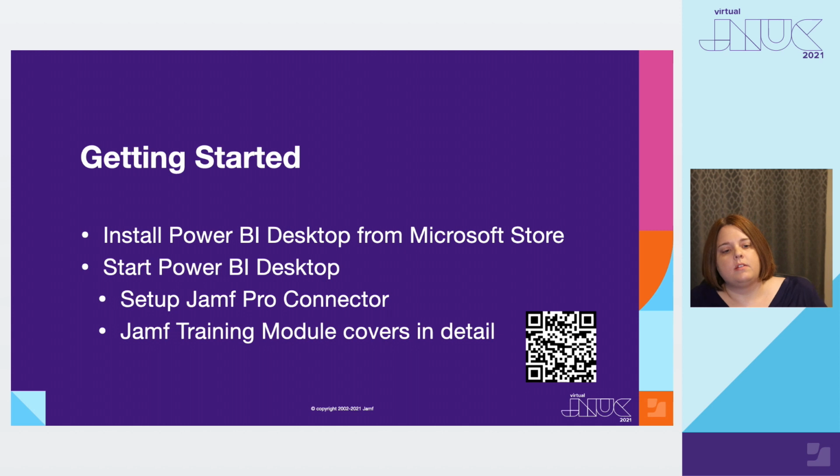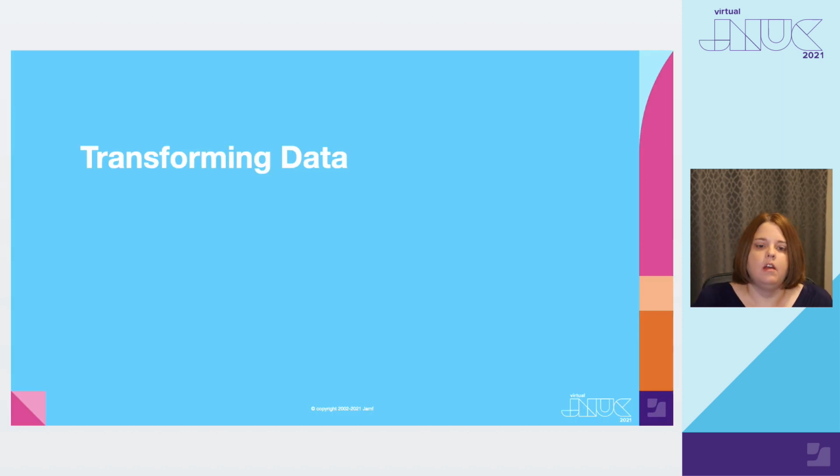So how you get started is to first install the Power BI desktop app from the Microsoft Store from your Windows computer, or in my case, a Windows VM. And then you'll start the Power BI desktop app. The QR code in the lower right-hand corner covers this in immense detail. I highly suggest the series that Jamf has put out. There are 3 different videos that walk you through this process. So I'm not going to cover what's already been covered there. It is in-depth enough to get you started on that.